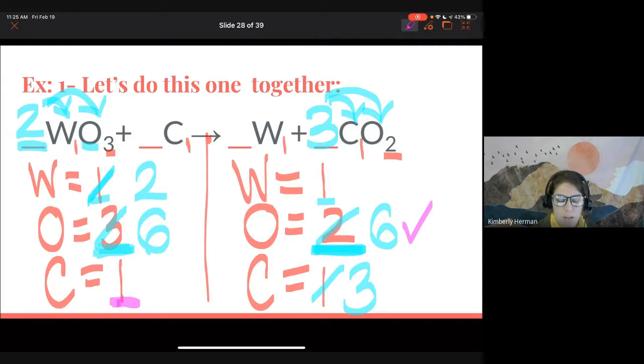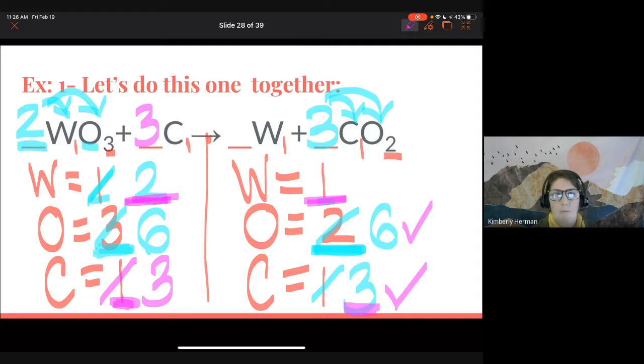I have a 1C on my reactant side, and I have a 3 on my product side. So what can we multiply 1 by to get to 3? 3. Perfect. So I'm going to change that to 3, and those two are balanced. So now I go back up to the top. I have two W's on my reactant and one on this side. What can I multiply 1 by to get 2? It is 2. So I'll put a 2 here, 2 and 2, and we are balanced.